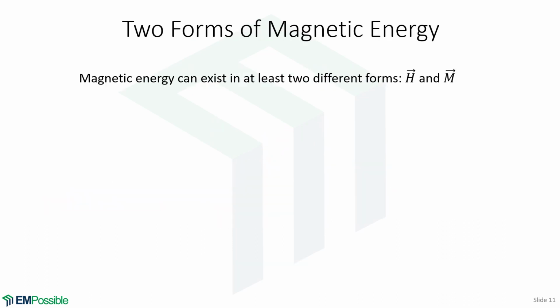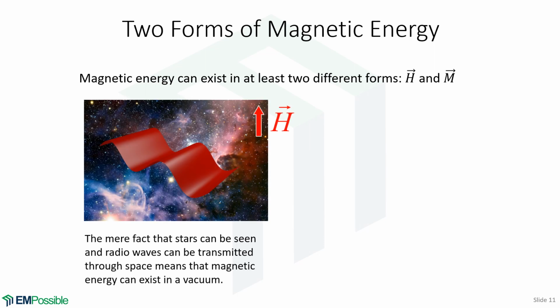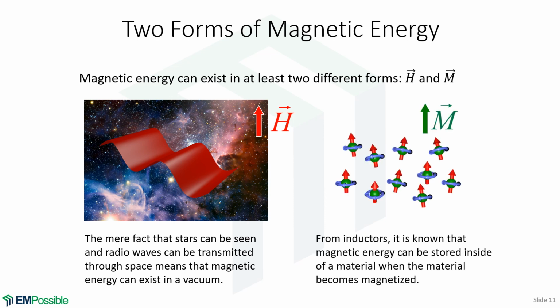We will repeat everything we said for electric fields, but for magnetic fields. It turns out there are two ways to have magnetic energy. First, there's energy in the field itself, and we know that because magnetic fields can transport energy through the vacuum of space. We can also have magnetic energy stored at the atomic scale, and this is called magnetization.